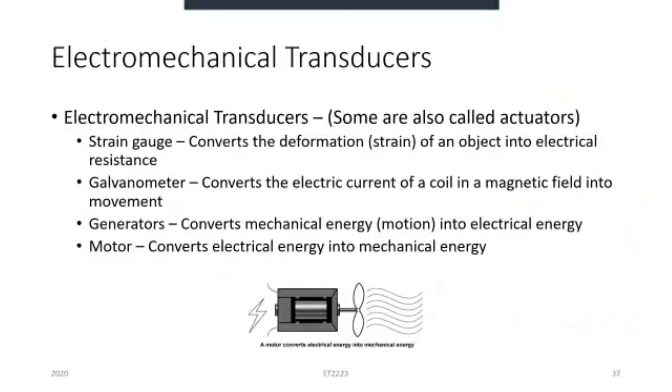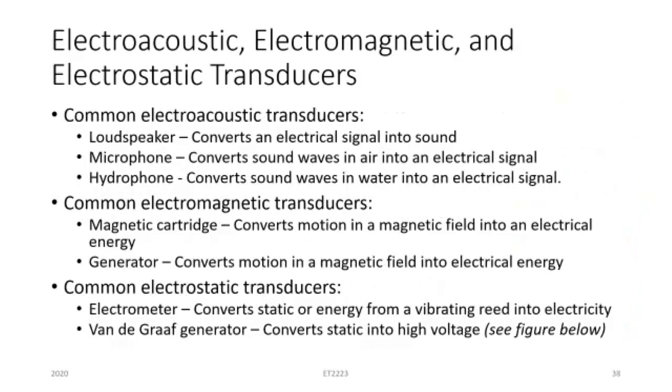Electromechanical transducers, things like generators and motors. Here they take one form of energy. A motor, for example, takes electrical energy and converts it into mechanical energy, and a generator takes mechanical energy and converts it into electrical energy. So there are electromechanical transducers. Then things like electroacoustic, electromagnetic, electrostatics. Again, these are different types of converters like speakers, microphones, all these things.